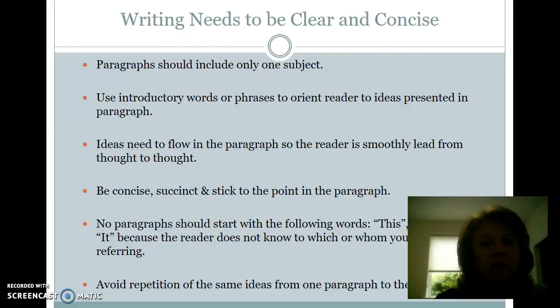So clearly and concisely write out your responses to the question, using paragraphs, introductory words or phrases to let the reader know what they're going to find in that paragraph, to smoothly lead the reader from one thought to the other throughout your paper, to be succinct and stick to the point in the paragraph, to avoid the use of this, that, or it when you're starting a new paragraph, because a new paragraph is supposed to present a new thought or idea, and if it begins with this, that, or it, then the reader doesn't know what this, that, or it is unless the writer has oriented the reader to the concepts that are going to be included in the paragraph.